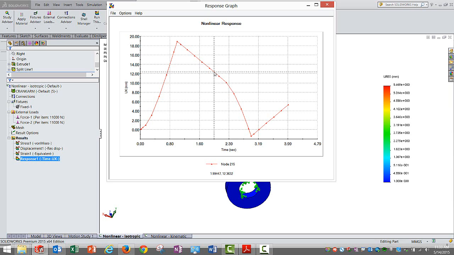Finally, again the reverse thing happens. It comes back to a 0 value, and because of permanent deformations induced in this part because of the 12 millimeter thing, after the entire cycle of compression and tension, we are ending up with a deflection of around 5 millimeters which remains in this body.